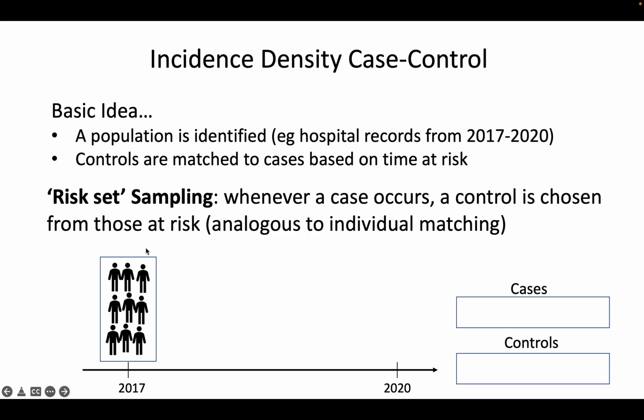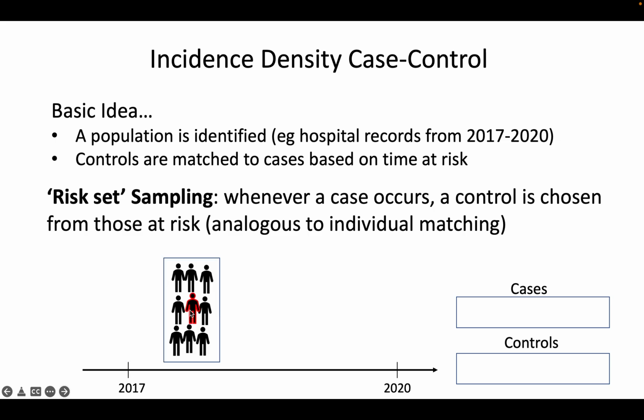Everyone is disease negative at this point, and we're not following them in real time. Basically, it's like 2022 right now that we're doing the study, and all of this is just historical information in hospital records. So we have these people, we know their exposure status and they're disease negative, and we follow them over time. This person outlined in red became a case, and we pick them as a case.